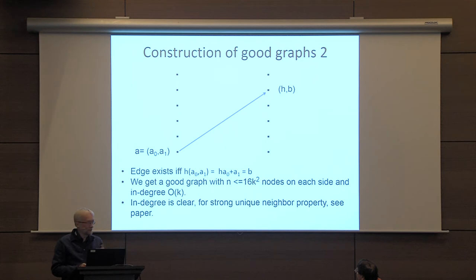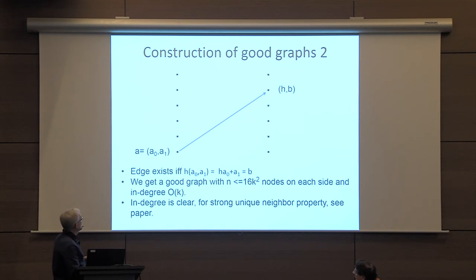So that's clear, of course, immediately, just from the construction, right? Because if there is a node into h comma b, that equation h a0 plus a1 equals b must be satisfied. So if I fix h and b, then there are going to be exactly field-size solutions for that equation. So that's going to be the degree, of course.